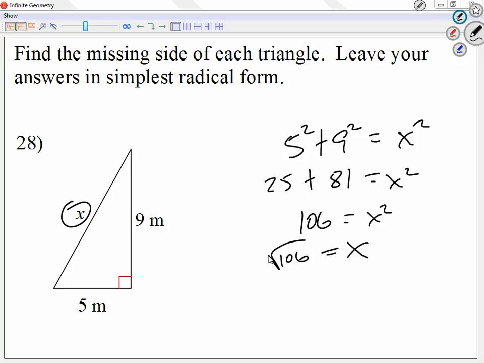Let me see if I can break this thing up into groups. It's an even number, so I can divide it by 2. I go to my calculator, 106 divided by 2 gives me 53. Nothing comes out, so there's no groups. So 106 was simple as it was. Nothing comes out because I was not able to get any groups. Any other questions?